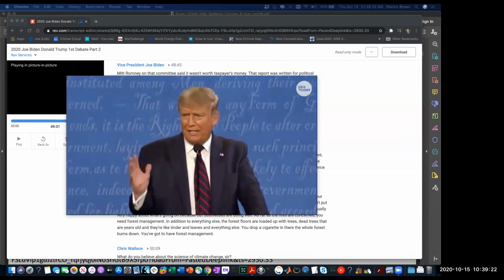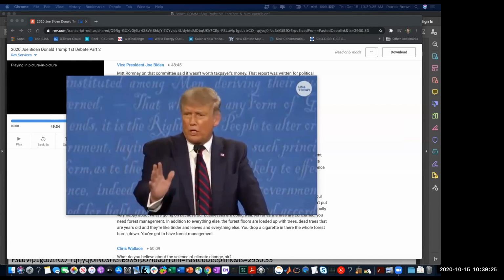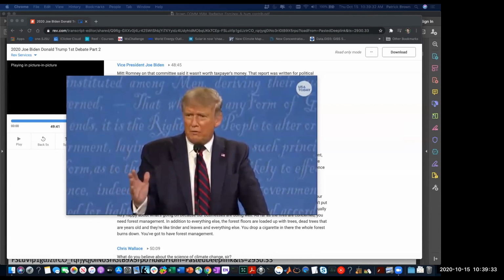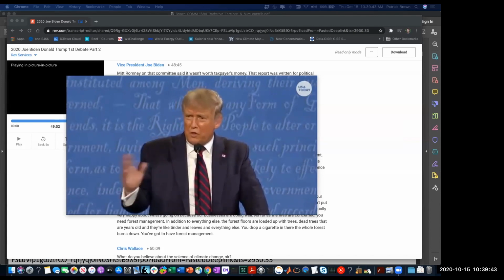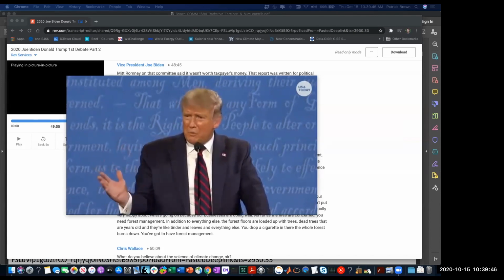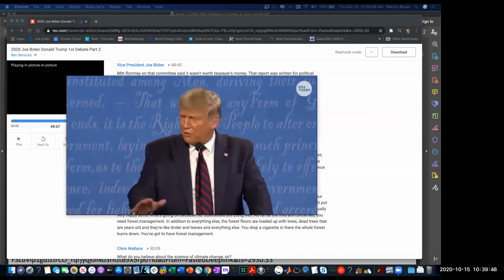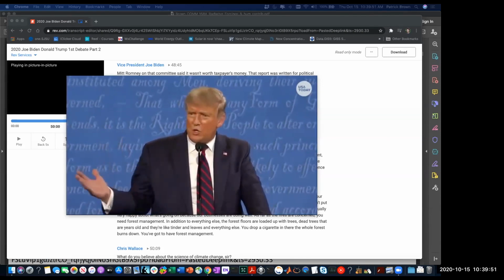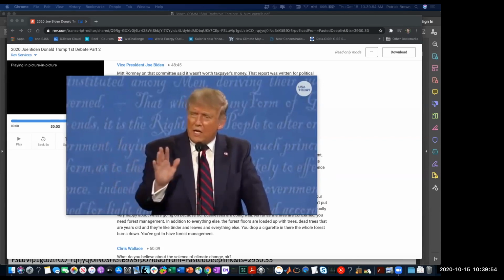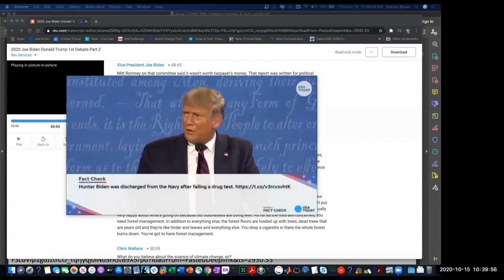I want crystal clean water and air. I want beautiful, clean air. We have now the lowest carbon. If you look at our numbers right now, we are doing phenomenally. But I haven't destroyed our businesses. Our businesses aren't put out of commission. If you look at the Paris Accord, it was a disaster from our standpoint. And people are actually very happy about what's going on because our businesses are doing well. As far as the fires are concerned, you need forest management in addition to everything else. The forest floors are loaded up with trees, dead trees that are years old, and they're like tinder, and leaves and everything else. You drop a cigarette in there, the whole forest burns down. You've got to have forest management.